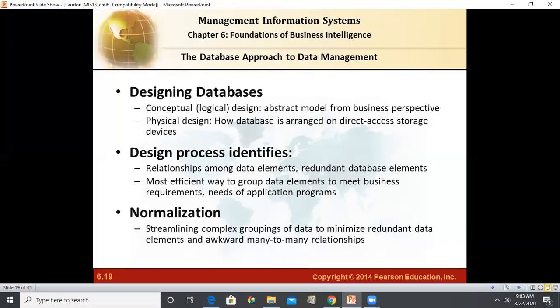You also need to know that the conceptual or logical database design is concerned with how the data elements will be grouped, what data in what tables will make the most efficient organization. While the physical database is how the database is arranged on direct access storage devices. So the design process identifies mostly the relationships, as I said, the cardinalities, and the normalization. So what is normalization? Normalization is streamlining complex groupings of data to minimize the redundant data elements and awkward many-to-many relationships.